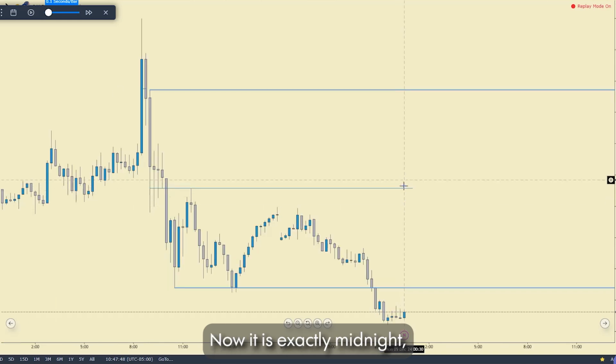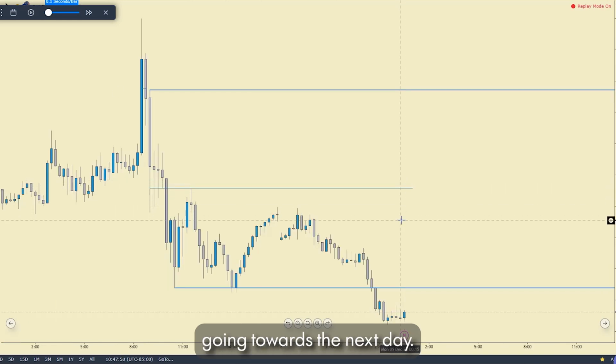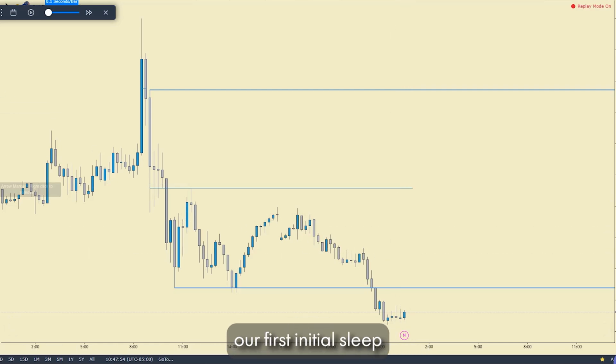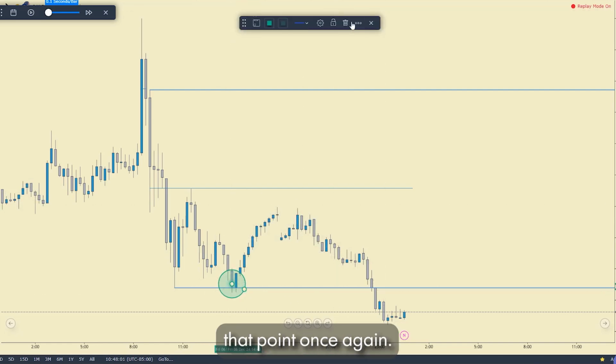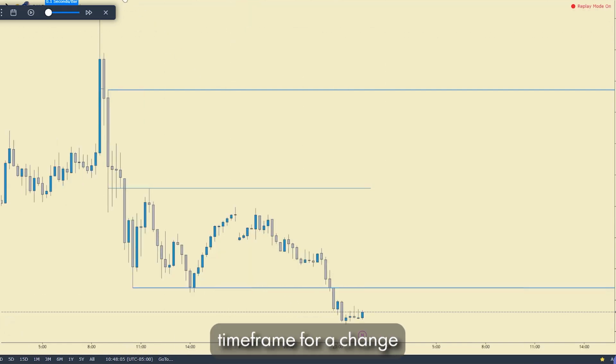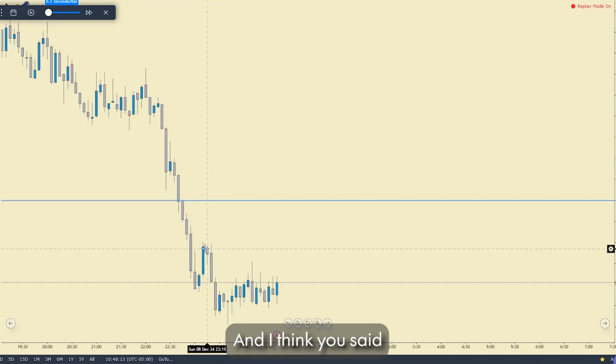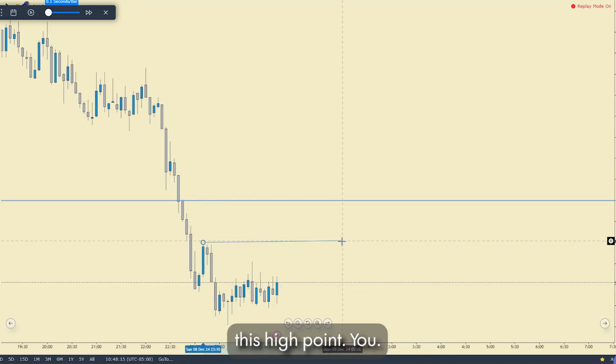Now it is exactly midnight going towards the next day, and we have now made the sweep. And as you can see, our first initial sweep was actually a fake out because price swept and then still came back to take out that point once again. And now we can look on our lower time frame for a change in state or delivery, and our change in state will occur once price breaks this high point here.